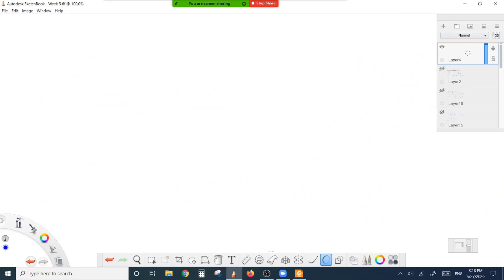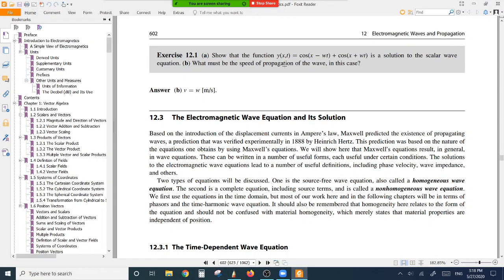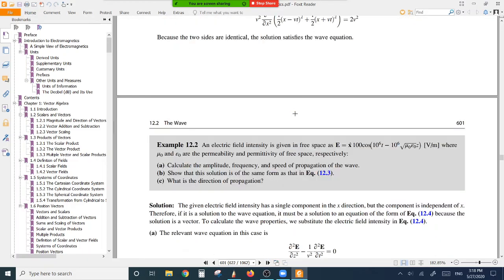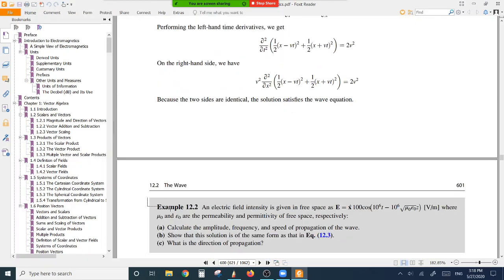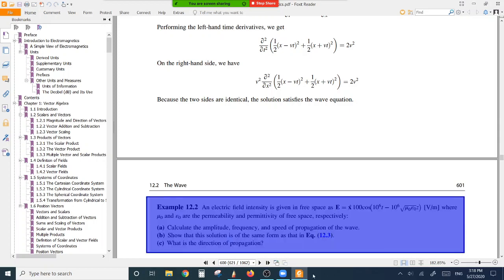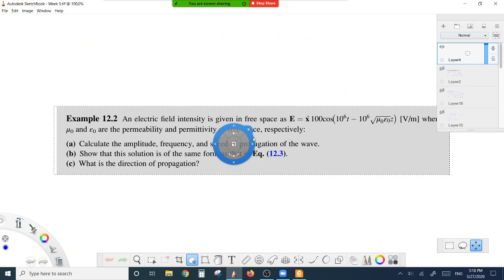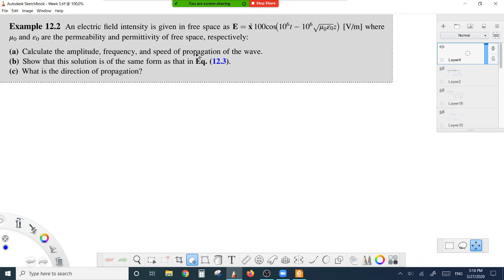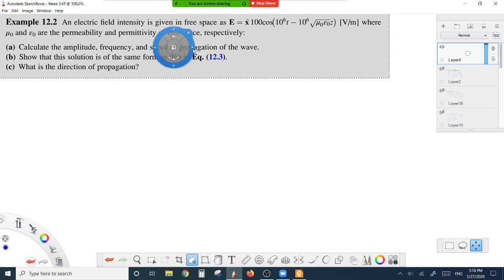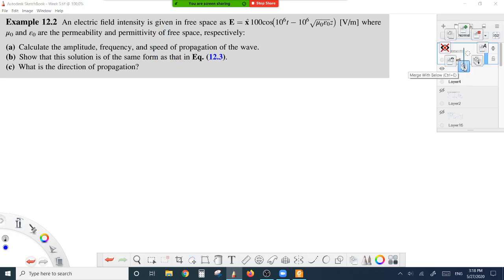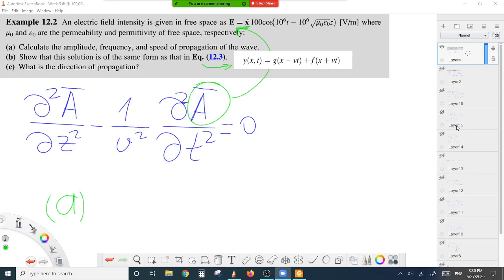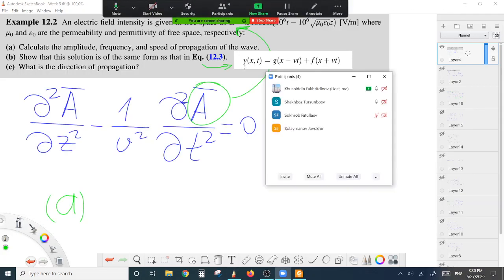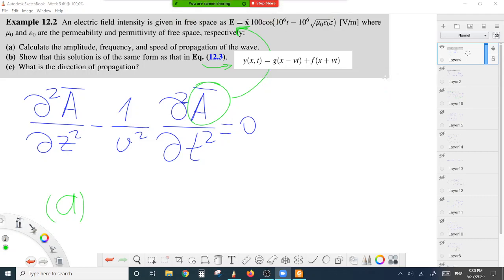Okay, now the next problem. This one is also not so difficult. So try to solve this problem also by yourself. Now we will solve the problem together.